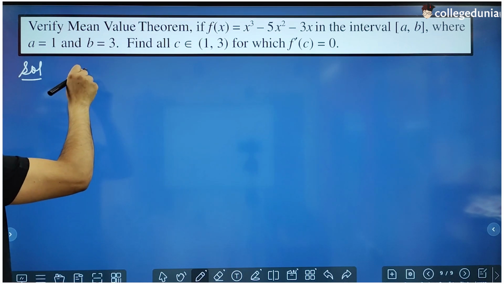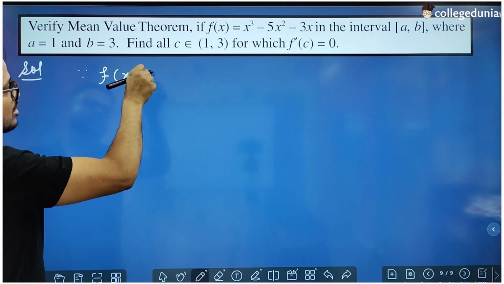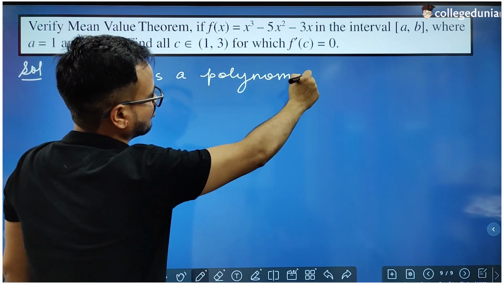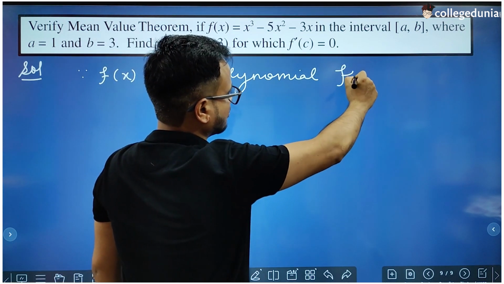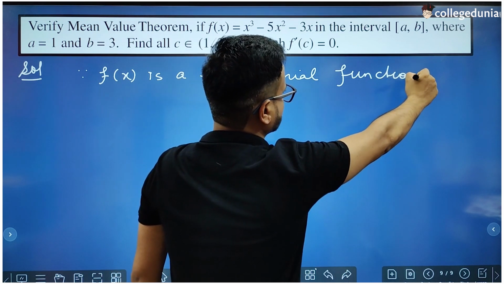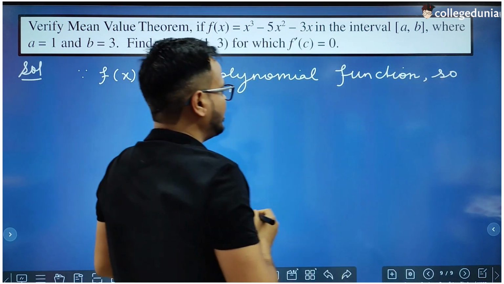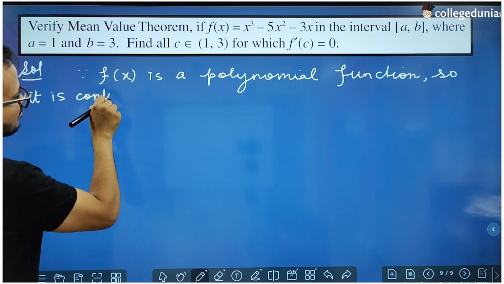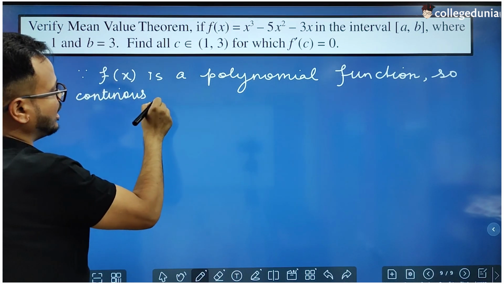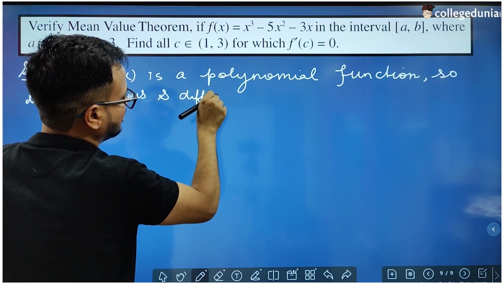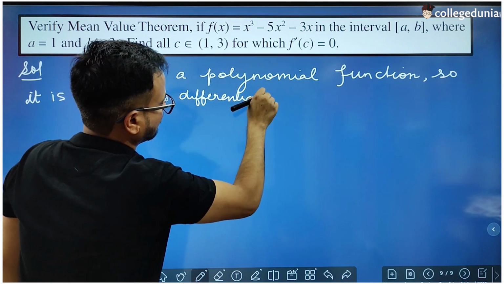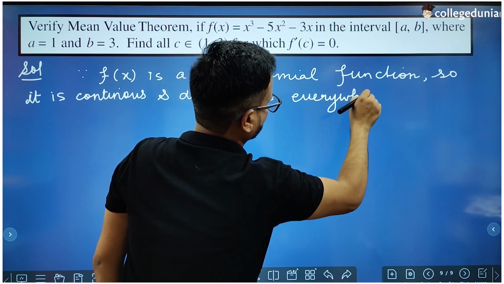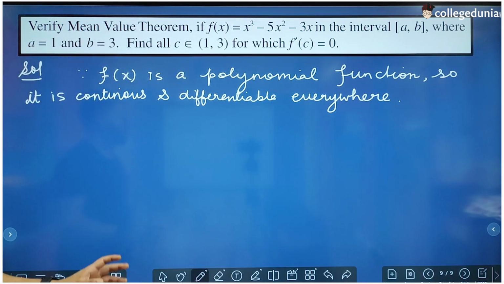So we will say, since f(x) is a polynomial function, it is continuous and differentiable everywhere. It is continuous and differentiable everywhere.